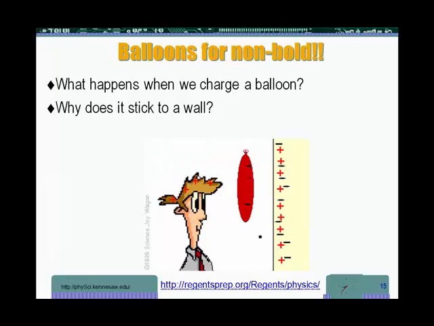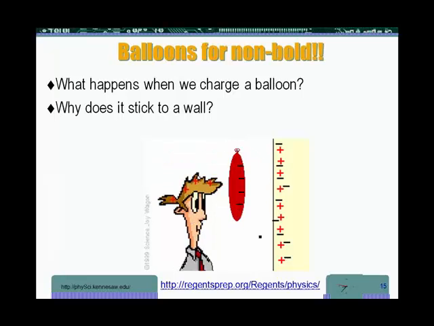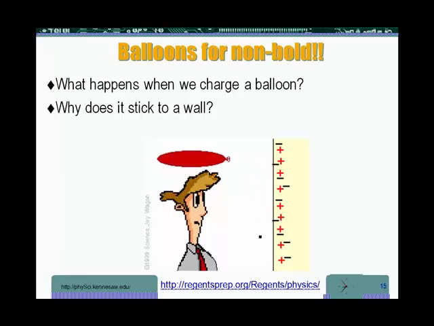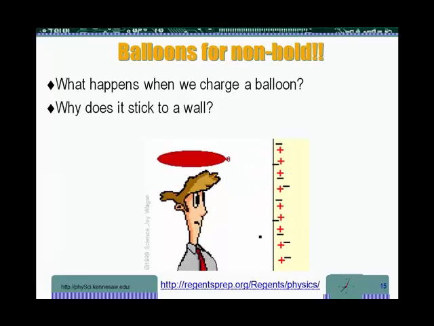Notice here in the animation that whenever the person rubs the neutral balloon, the balloon becomes negative and the hair becomes positive. And look here what happens to the wall. The negative charges in the wall are repelled, the positive charges stay in place, and then the negative charges of the balloon are held in place because of their attraction to the positive charges within the wall.